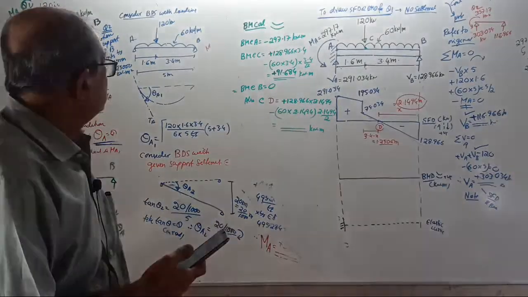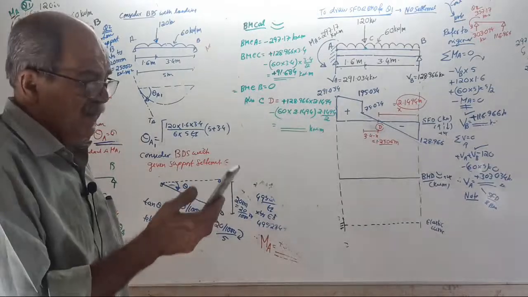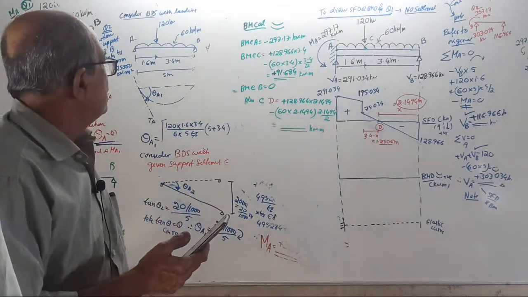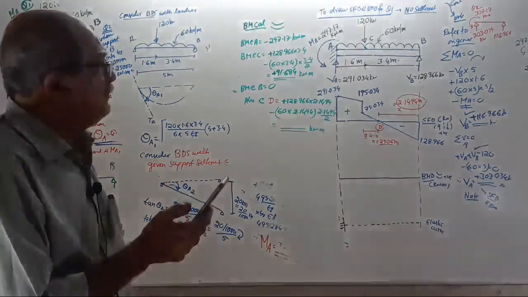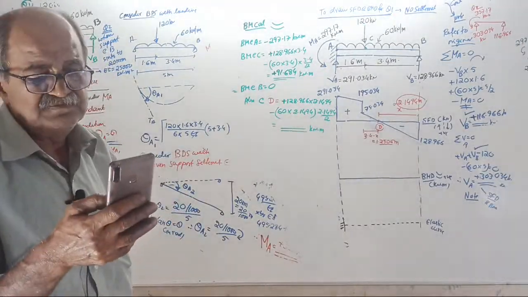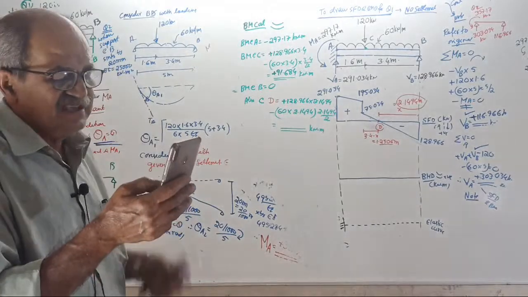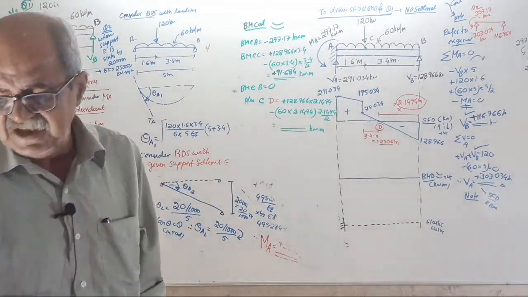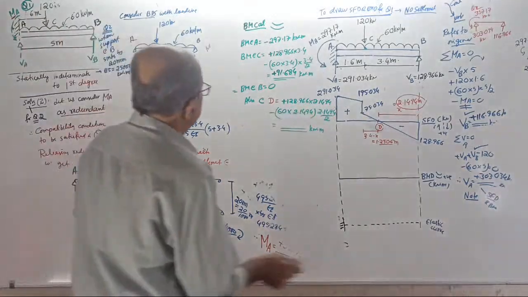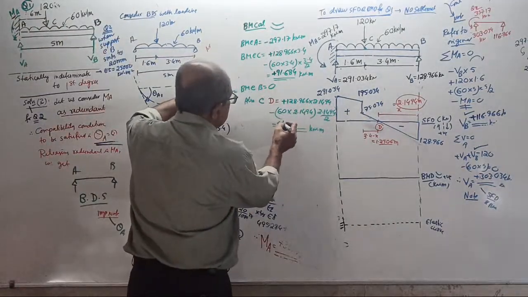The answer has to come more than 91.684. That is the point of maximum sagging BM. Fast answer. 138.666.